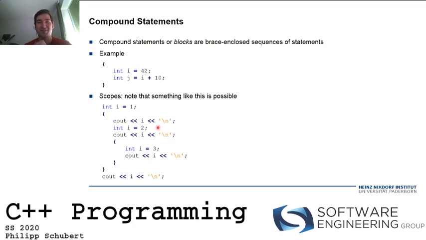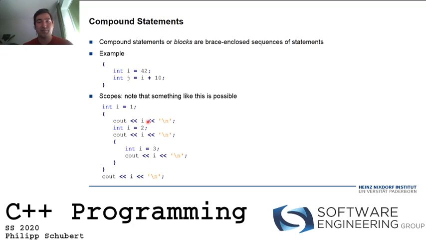Here's an example that shows you what you can do with that, but you shouldn't really do that in practice if you can avoid it. Because what happens here? If you use scopes, then something like the following is possible. You can declare an integer variable I and assign the initial value of 1 to it. And then you open a new scope here. Here, this is a scope open, and here we close the scope. And I have indented the code in between to make it more readable.